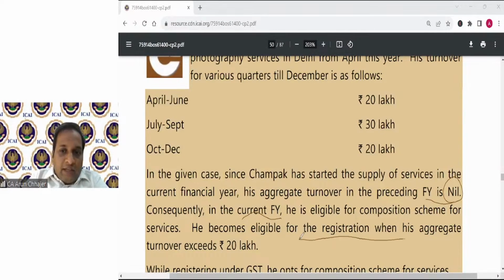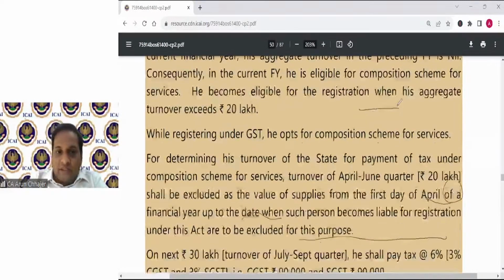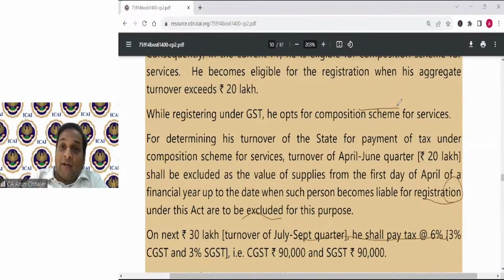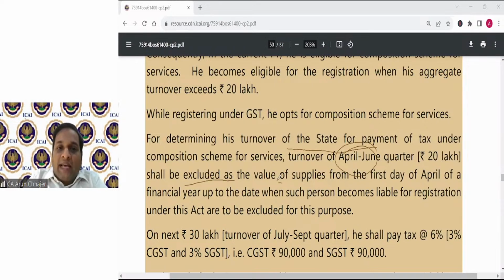He becomes liable for registration when turnover exceeds the threshold limit, and while registering under GST, he opts for the composition scheme for services. Now, for determining his turnover of the state for payment of tax under composition for services, turnover of the April to June quarter shall be excluded, as the value of the supply from the first day of April till the date when he becomes liable for registration is to be excluded.